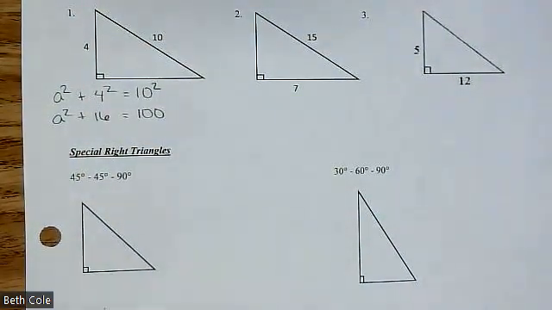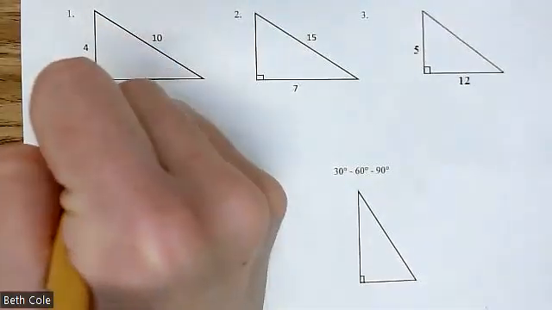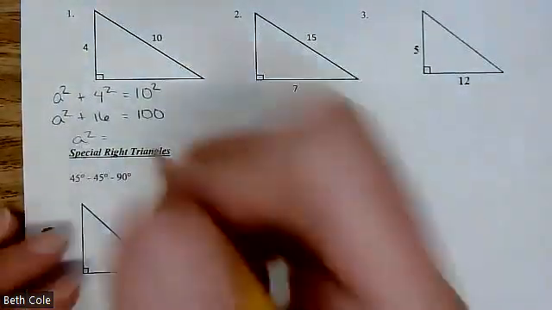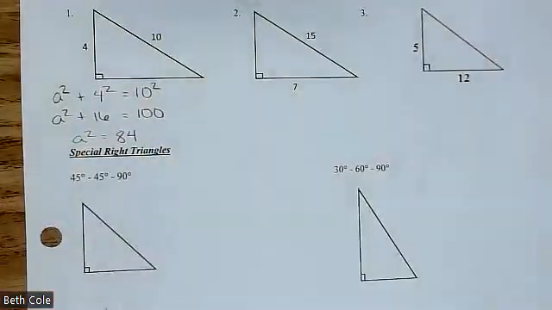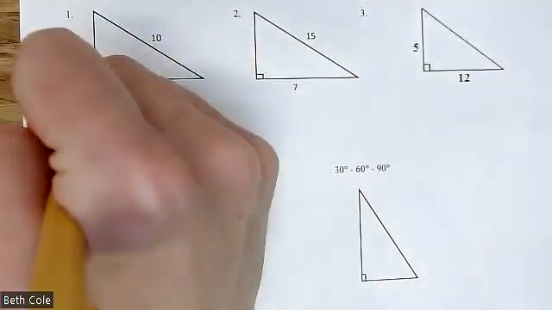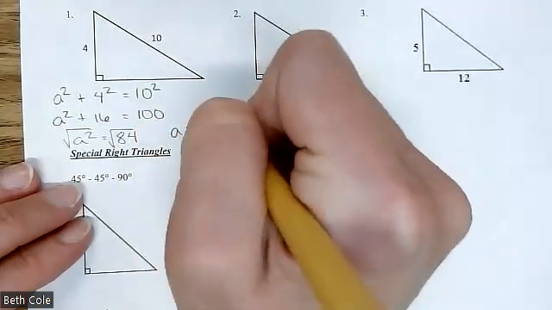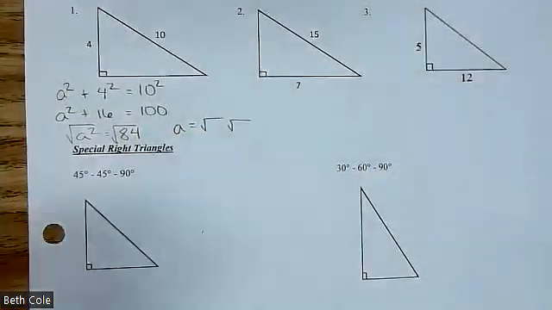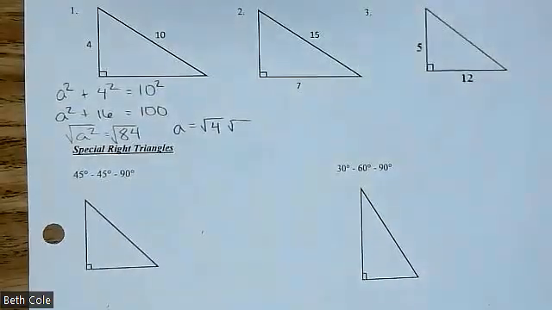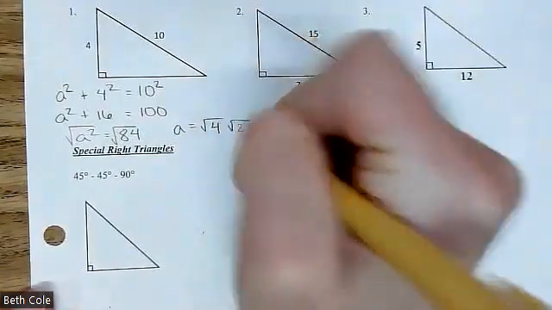And then what? This is like back to our algebra. Minus the 16, you would get a squared equals 84. And then we're going to square root. Now you would have to split square root of 84. So I think 4 goes into that, right? It'd be 4 times what? 21. Yep.